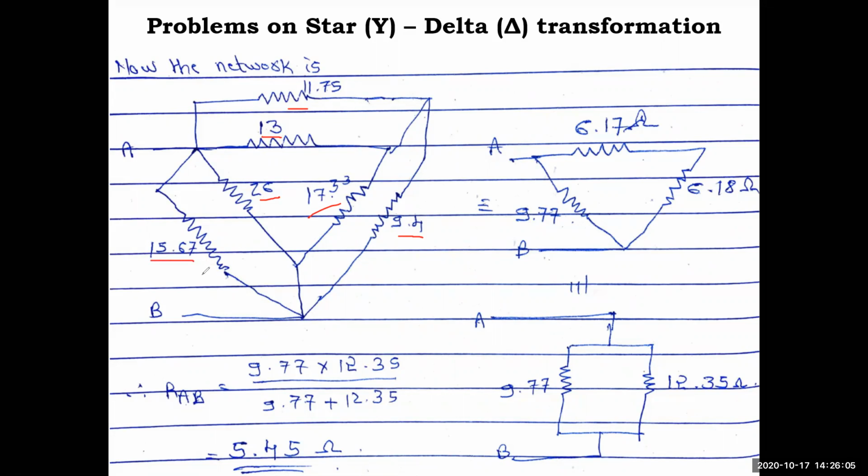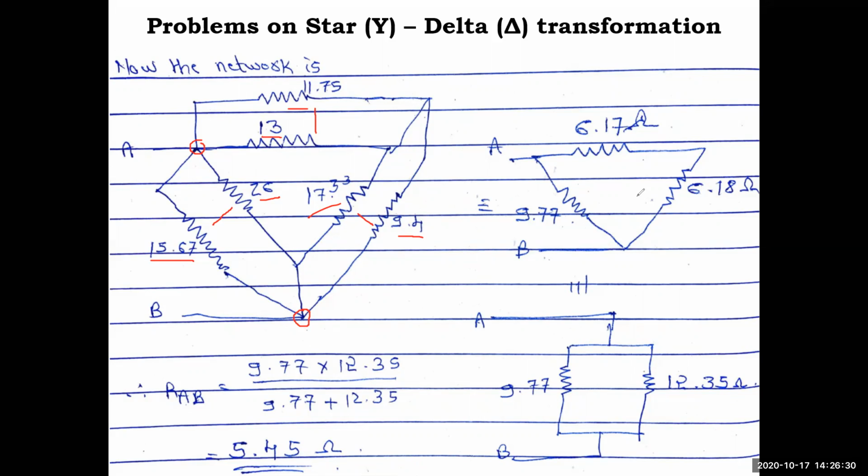So how to do next? What you need to calculate here is between A and B only. We are interested in finding A and B, which means nothing else is connected here, any other branch is not connected. So first you calculate all the parallel resistances here: between 26, 15.67, 11.75, 13, 17.33, 9.4. These two are in parallel now. First these parallel resistances should be calculated.